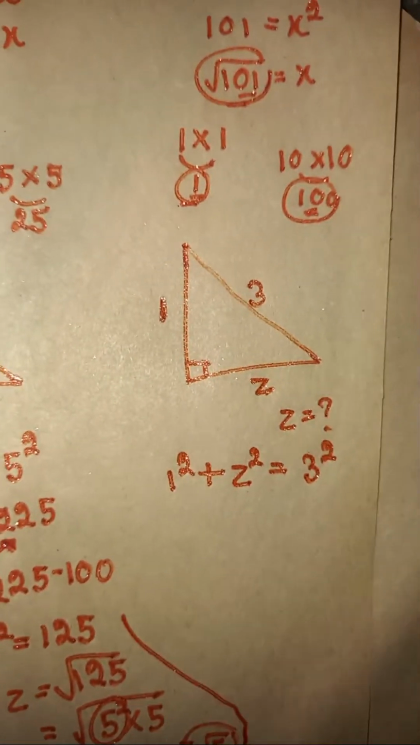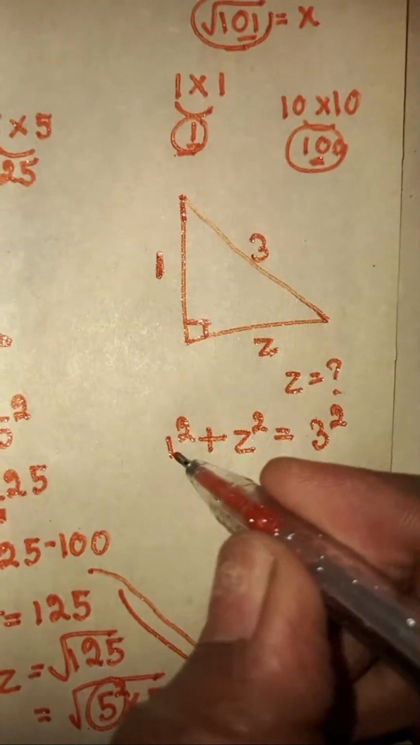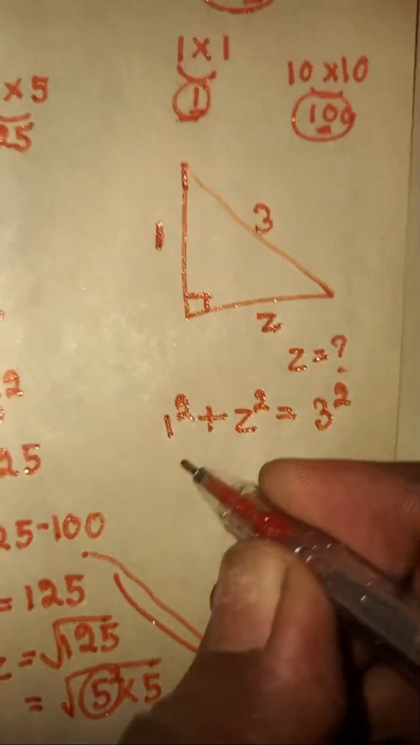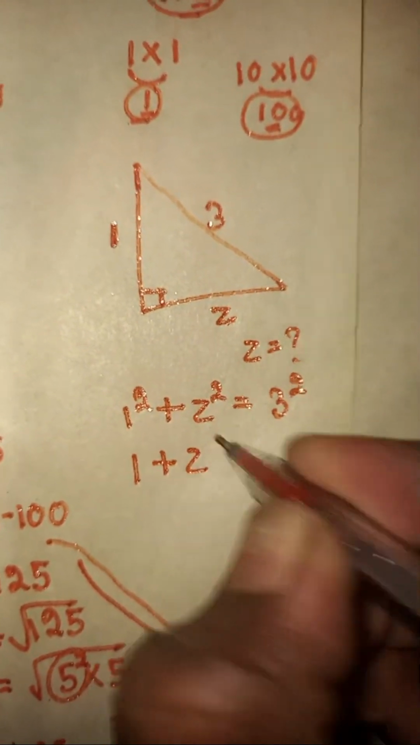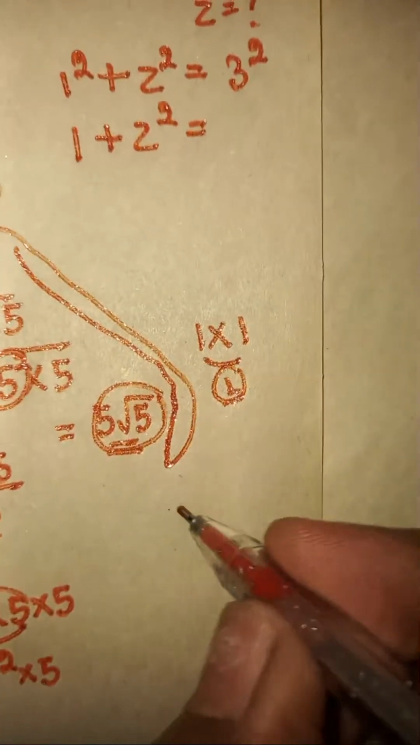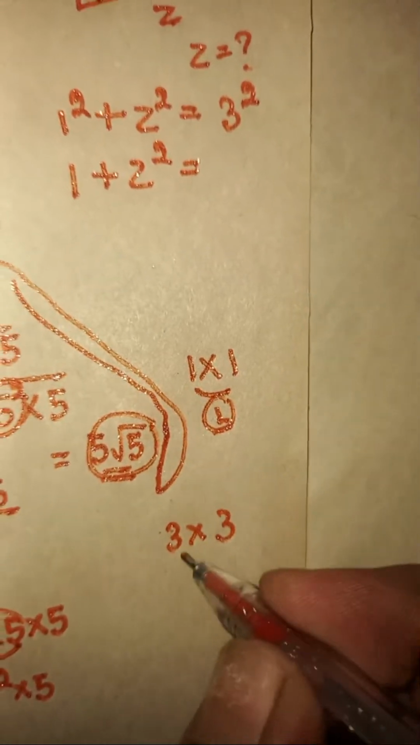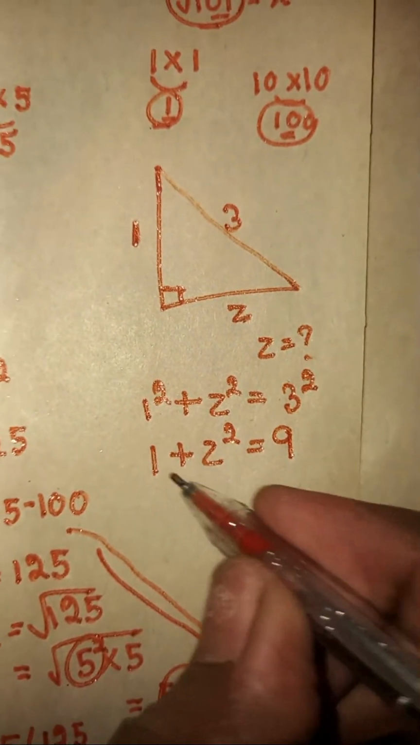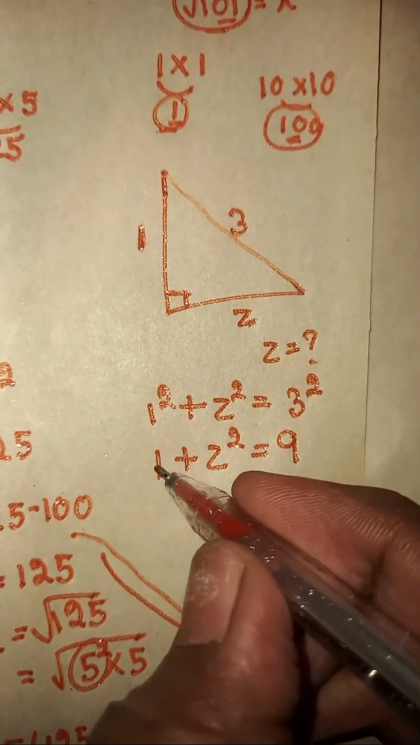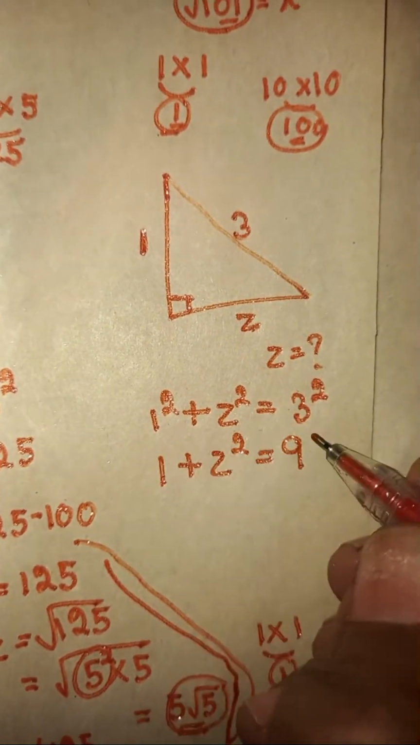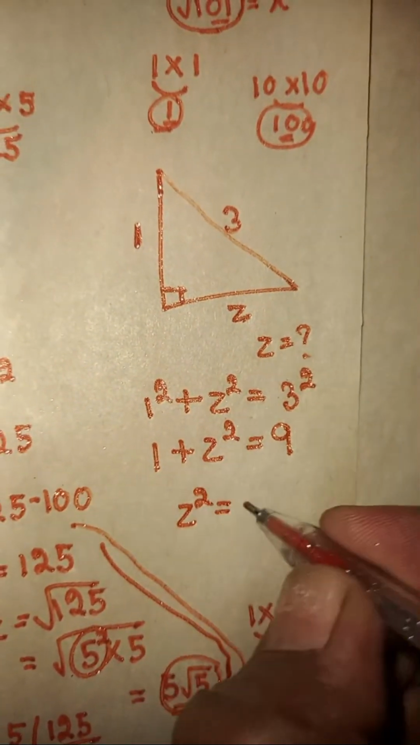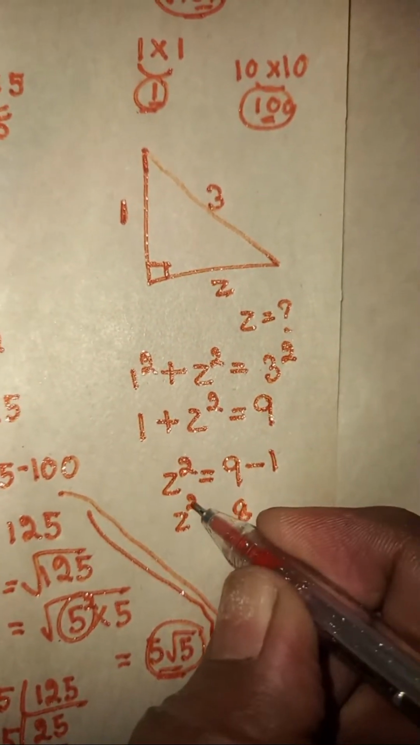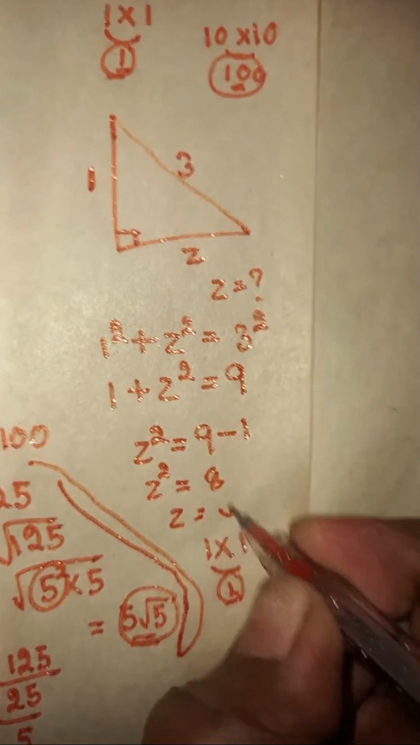In the same way you can do this one, but in this 1 square means 1 times 1 remains as 1, so this becomes 1. This remains as z square. And 3 square means you can write here 3 times 3, which is 9. So this 3 square becomes 9. You can send this one that side. Plus 1, nothing is there means plus 1, it becomes minus 1. So z square equal to 9 minus 1. 9 minus 1 is 8, that is z square. Square goes that side, it becomes root of 8.